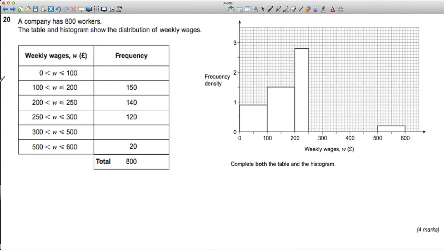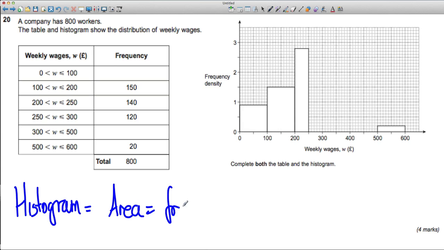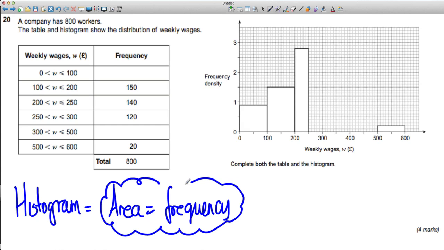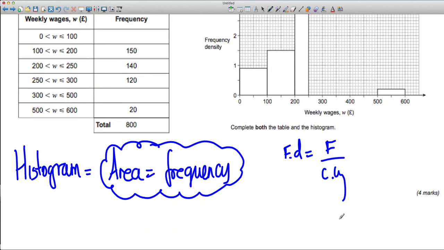Okay, and the last question here, we have a histogram. The company has 800 workers. The table and the histogram show the distribution of weekly wages, and we're asked to complete both the table and the histogram. Now remember, with a histogram, a key fact: the area is equal to the frequency. The area of a bar tells you how many people in that bar. And frequency density is frequency over the class width.